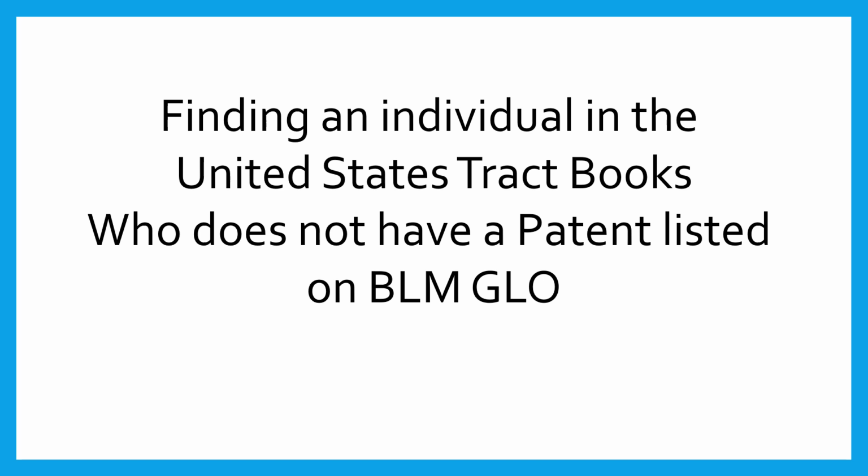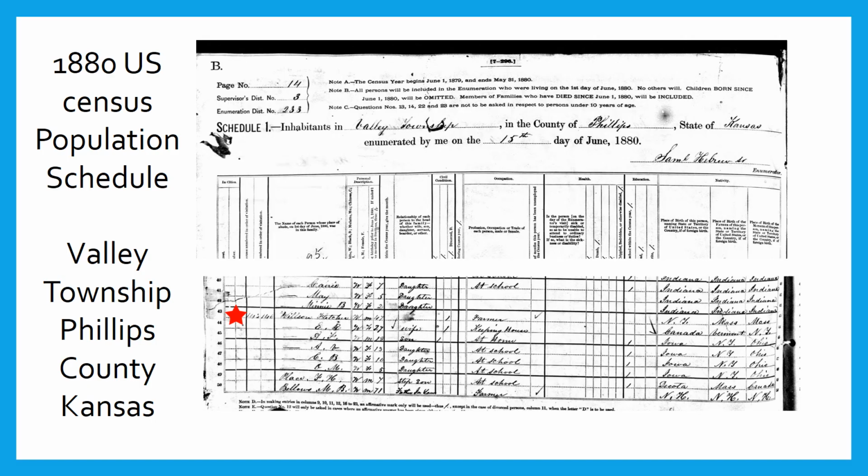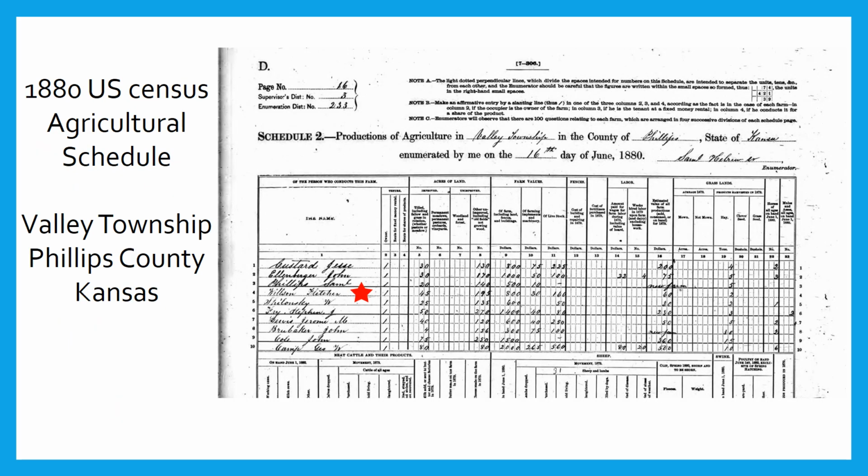Now let's move on to finding an individual in the tract books who does not have a patent listed on the BLM-GLO website. Fletcher Wilson appeared on the 1880 U.S. Federal Census in the population schedule. He also appeared on the 1880 U.S. Census agricultural schedule.